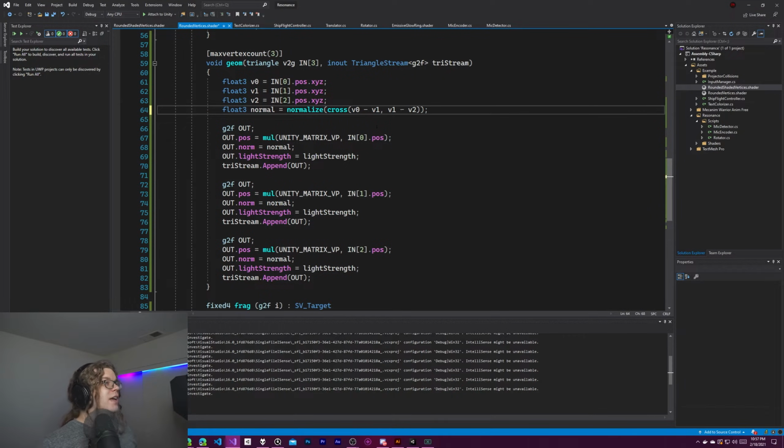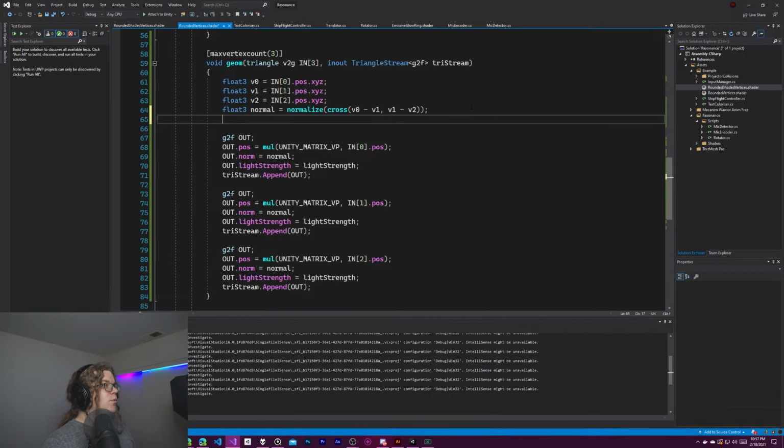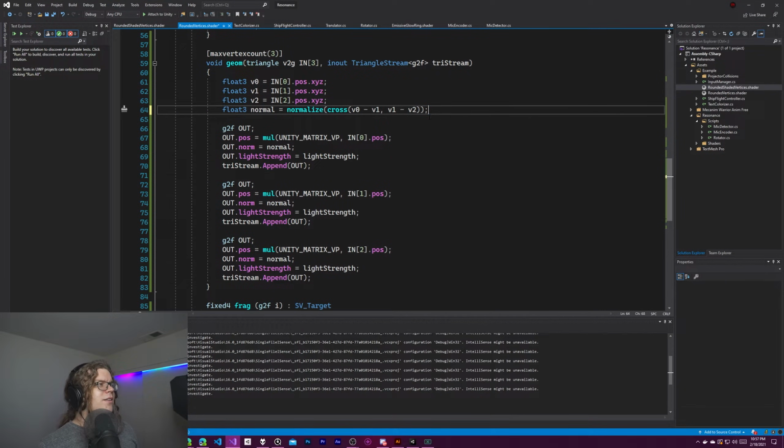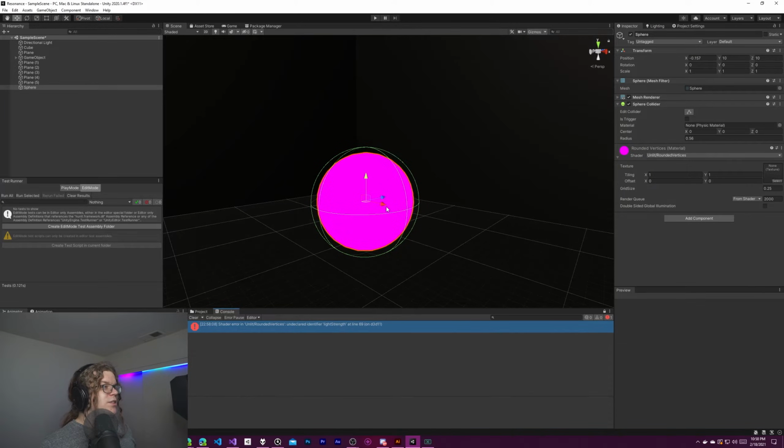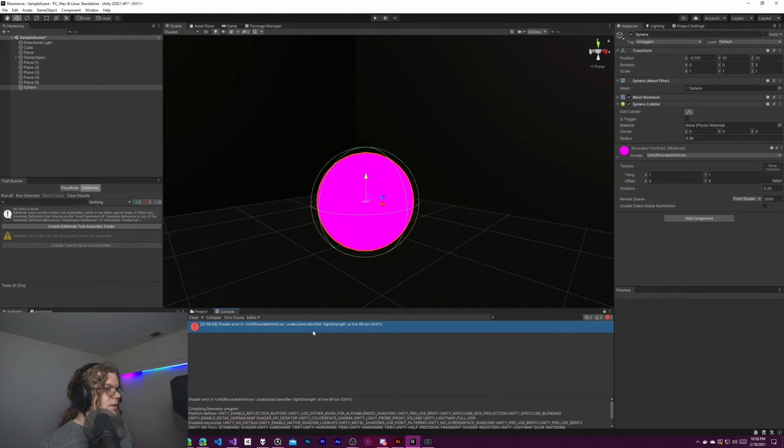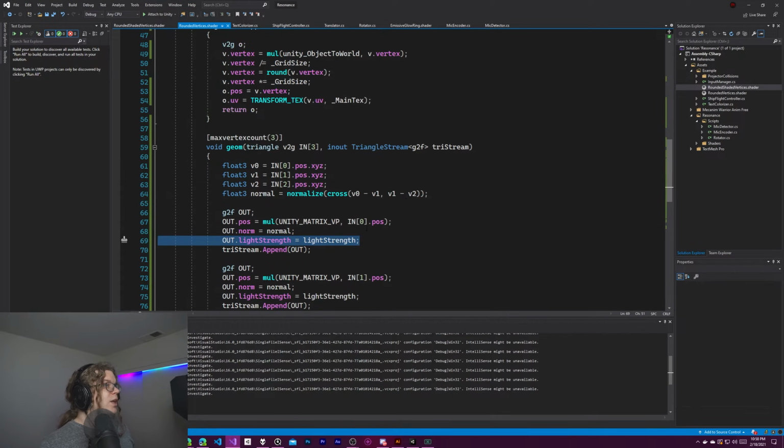This normal is a world space normal. So we actually do probably want, do we? I don't think so. I don't think we need to, because in order to calculate the light, we just need the world space normal. We already have that. These are all world space coordinates. So this should be fine. We don't need any additional calculation. So that should work. Light strength at line blah.